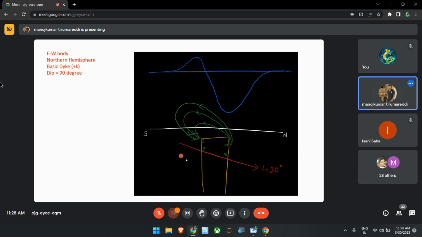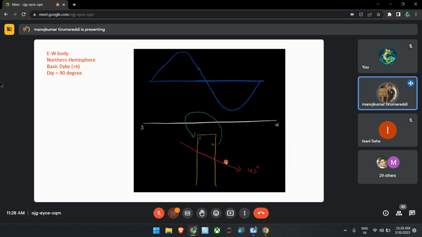But if you come here to the southern side, the secondary field is in the same direction as the primary field. So we will get a positive peak here. The resultant sum will be a small positive peak in the southern side and a large negative peak in the northern side. This is for a positive susceptibility body having a dip of 90 degrees, a vertical body, in the northern hemisphere, with an east-west strike.